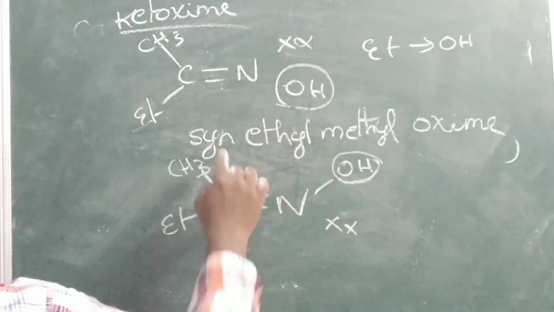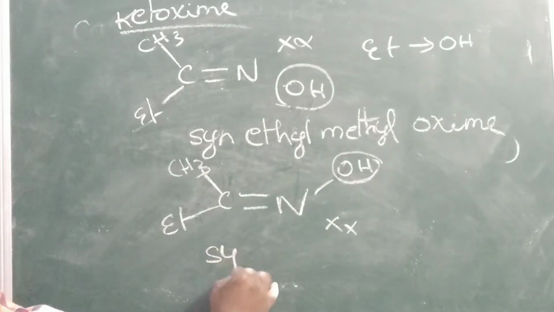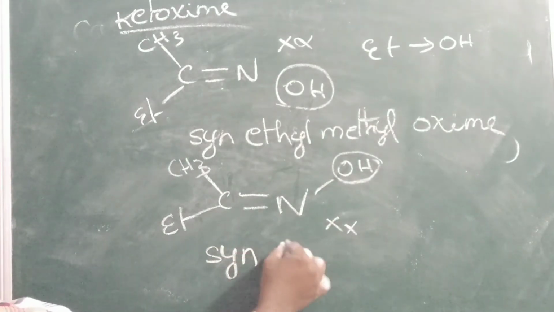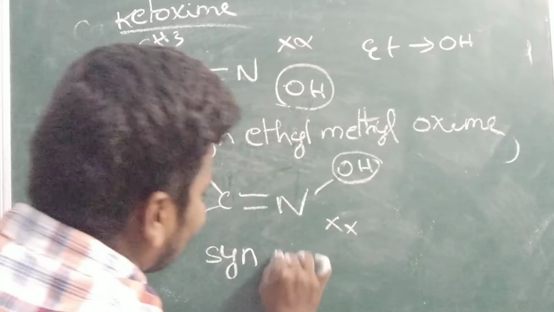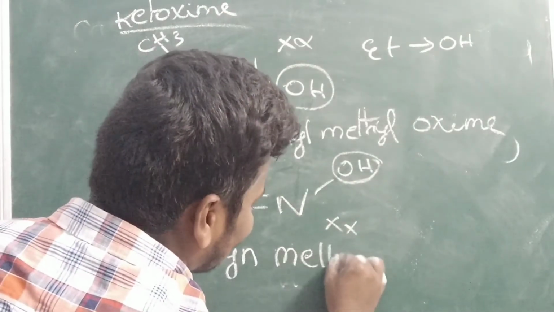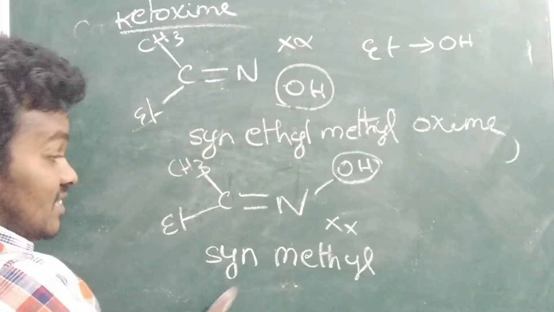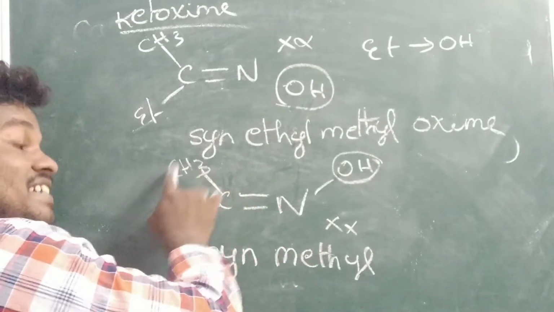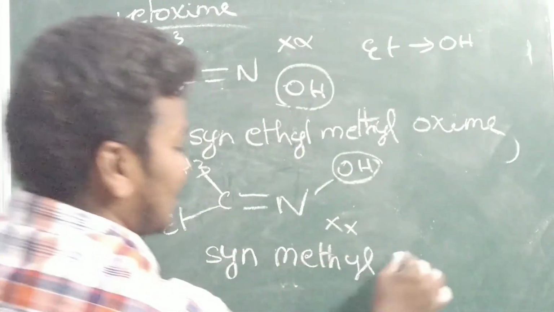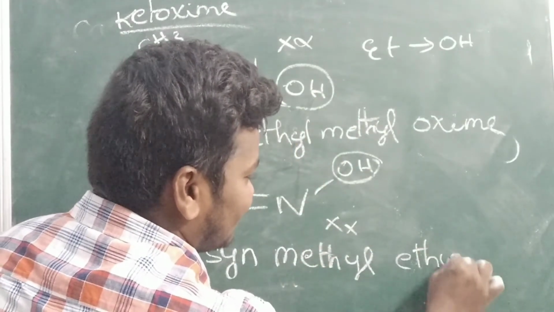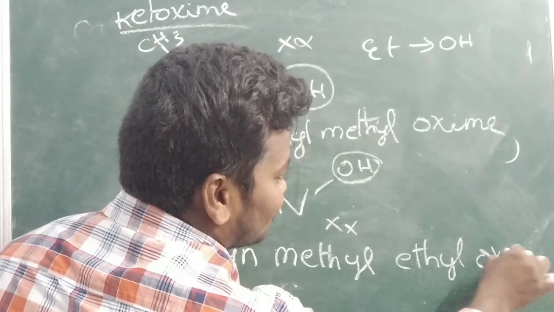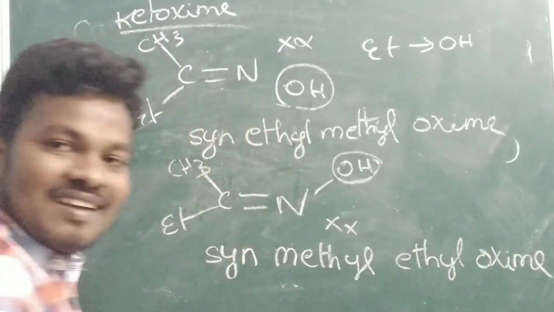With respect to the OH, first write syn. You can write syn methyl. Now you can see it is syn methyl. You are saying that the syn, same side, methyl group is presented with respect to the OH. Now, ethyl oxime: syn ethyl methyl oxime.